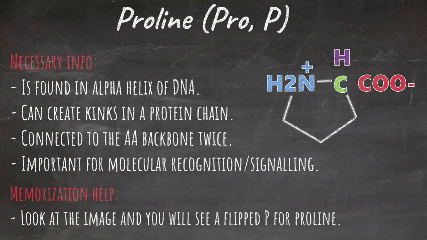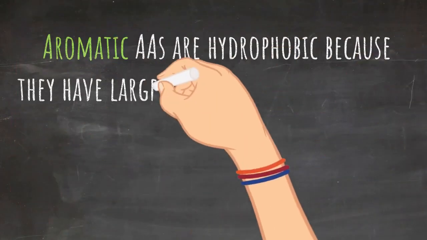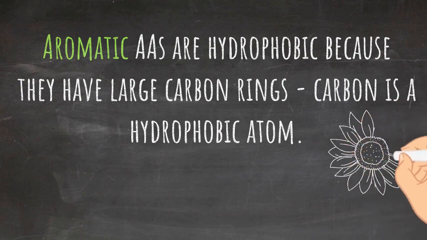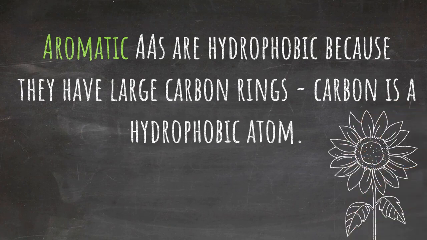So the easiest way to memorize the structure is that when you look at the image, it actually looks like a P for proline. So now we're going to talk about aromatic amino acids, which are also hydrophobic because they have a large carbon ring, and carbon is a hydrophobic atom.